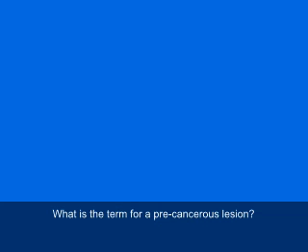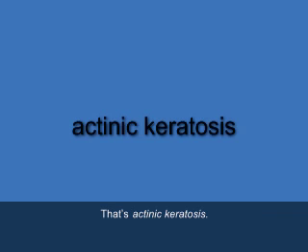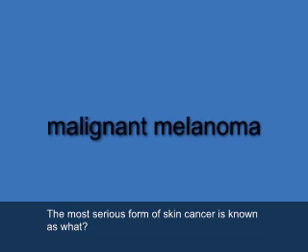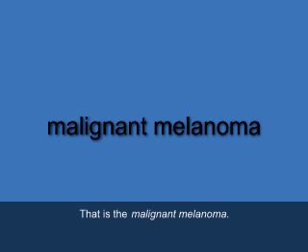What is the term for a precancerous lesion? That's actinic keratosis. ACTINIC keratosis, KERATOSIS. The most serious form of skin cancer is known as what? Well, that's the malignant melanoma. MALIGNANT, melanoma, MELANOMA.